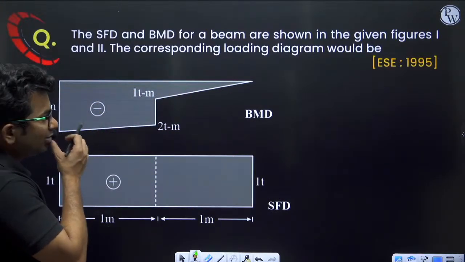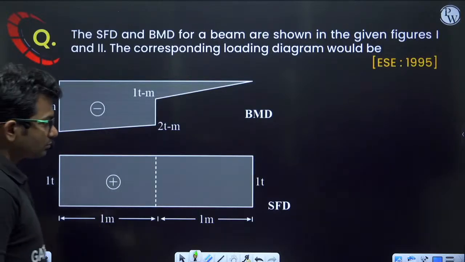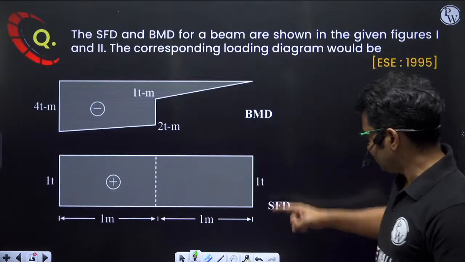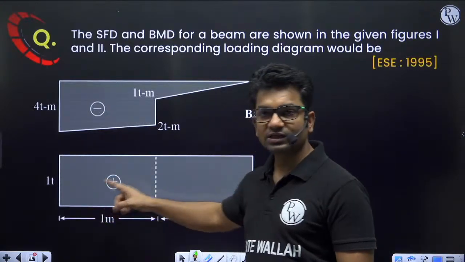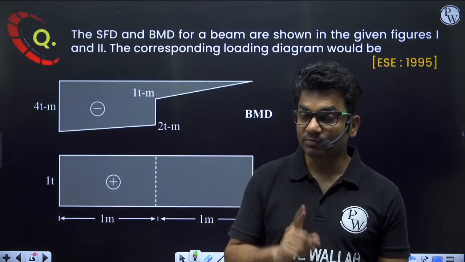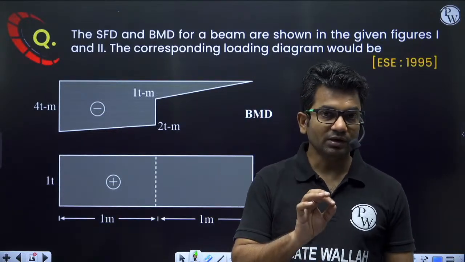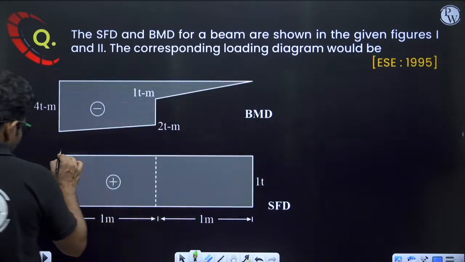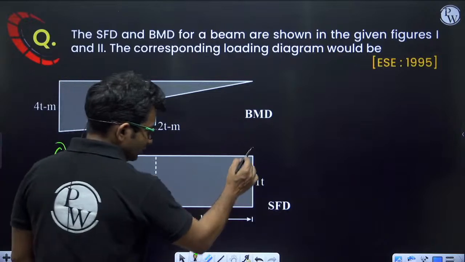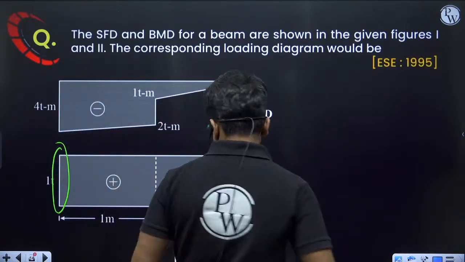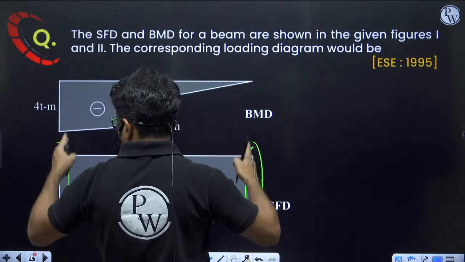The corresponding loading diagram would be... now there are some rules: when the shear force is suddenly changing its magnitude, there is a sudden change in the magnitude of the shear force, there will be either a support reaction or a point load. So there can be two cases here. Either a point load is there, or a support reaction is there. So at these two locations, either point load or support reaction.